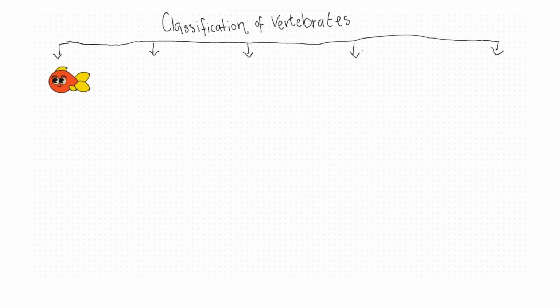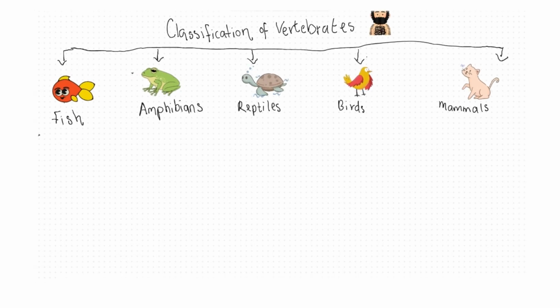Okay, so very fast, there's the fish, we have amphibians, reptiles, birds, and mammals. Okay, let's start with the fish first. So fish, they have scales and they have fins. If you've ever caught a fish, or if you've seen your parents cleaning a fish, you would have definitely seen scales and fins. And fish, they have a lateral line.